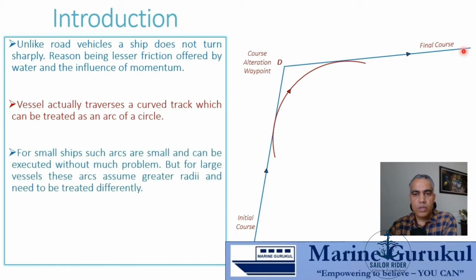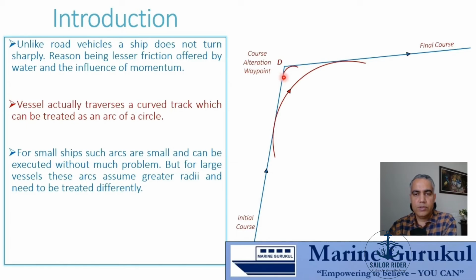Now in case of small ships, these arcs are also small. In case of a small vessel, the arc could be much smaller with a much smaller radius, as the turning circle of small ships are much smaller. But for large vessels, these arcs assume greater radii.